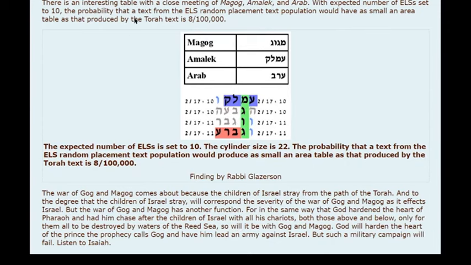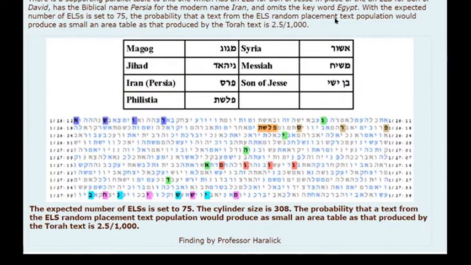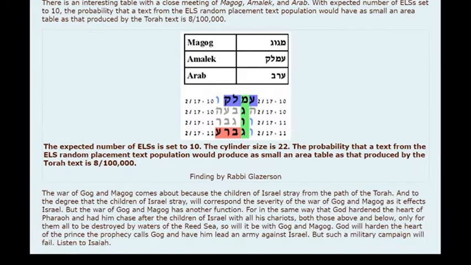Then there is an interesting table with close meeting of Magog and Amalek. We know it goes together. Magog and Amalek both are enemies against Israel and the Arabs, with expected number of ELS set to 10. The probability that text from the ELS random placement text population would have a table this small is very high, as you can see just now. The table produced by the Torah text is 8 in 1,000. It's unbelievable. So you have your Magog and Amalek and Arabs. Those are really the main powers against Israel. So this is what I found.